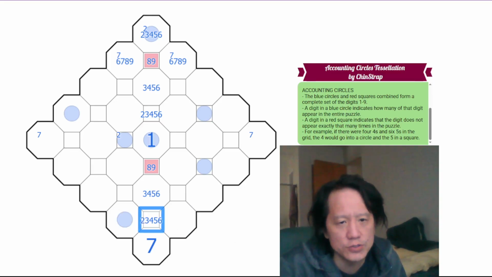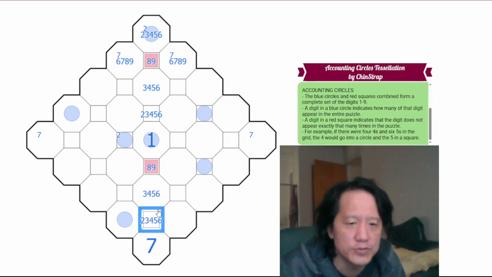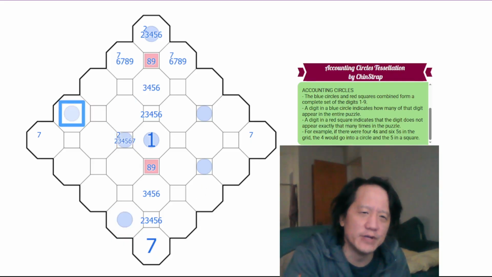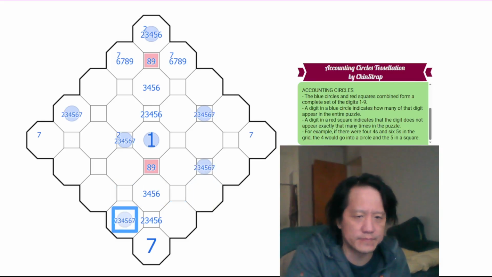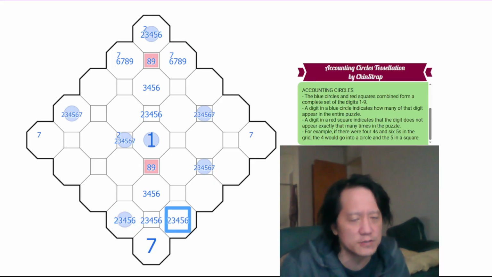This can't be 2. Well, maybe it could be 2. It could be 2, 3, 4. 7 cannot be here. This is 2 through 7. All the remaining dots are 2 through 7. This can't be 7, though. So this has to be 2 through 6.